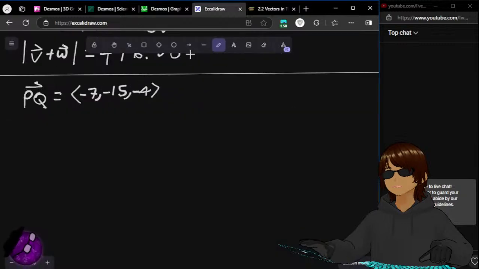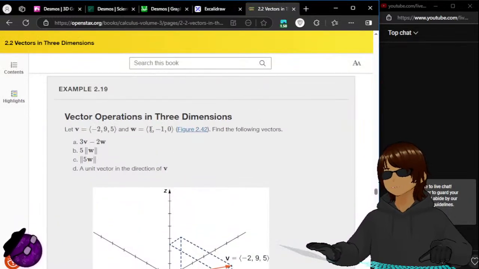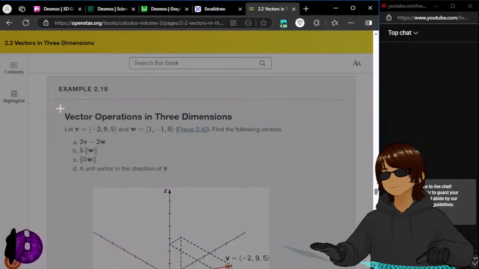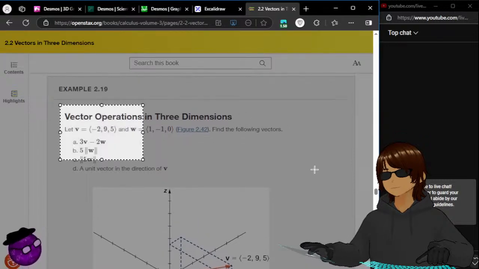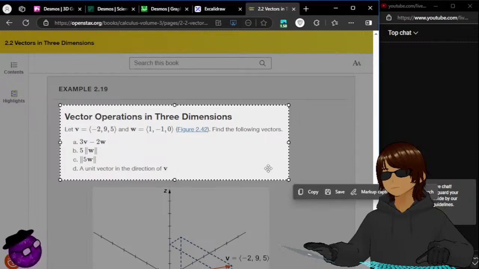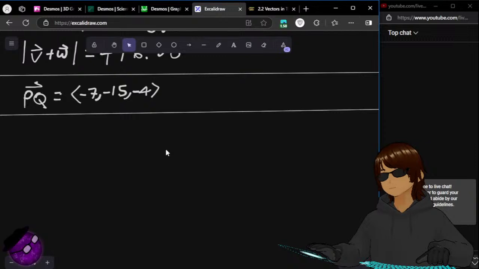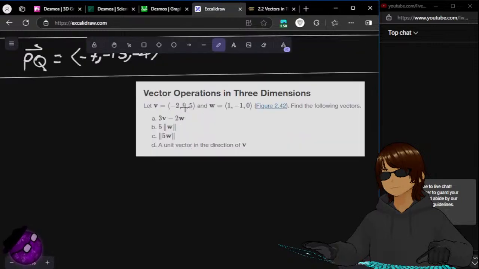Hold on. Let's just write it down. If I take a picture, would it cause an error again? Copy. No, it worked this time.